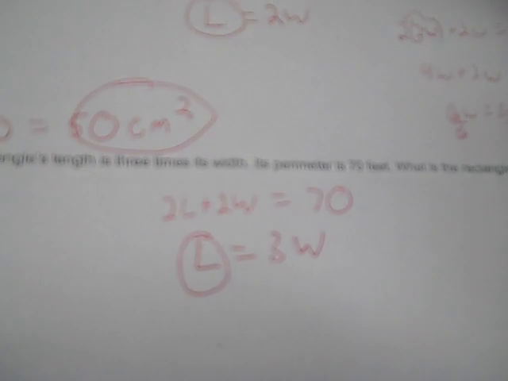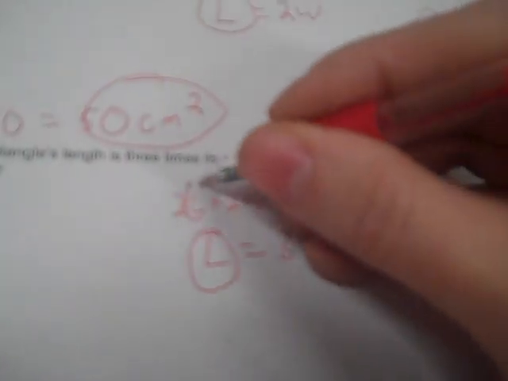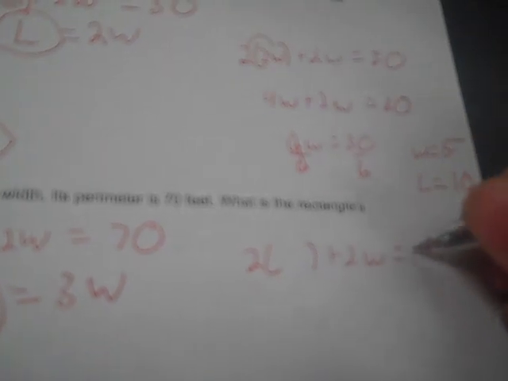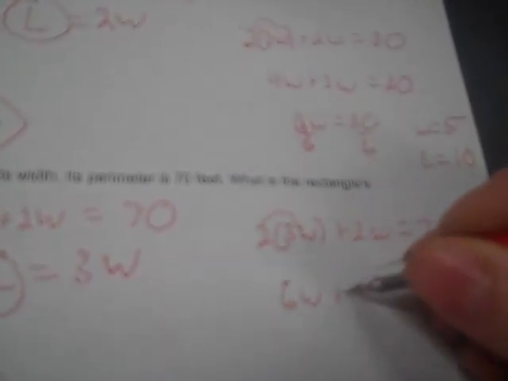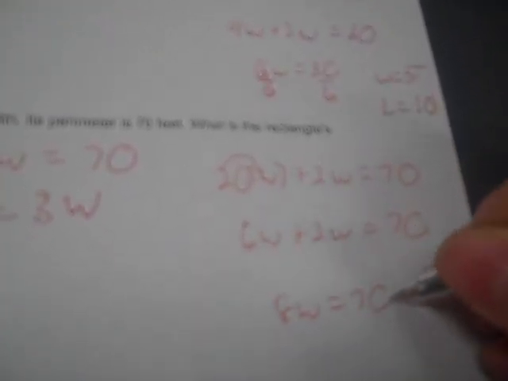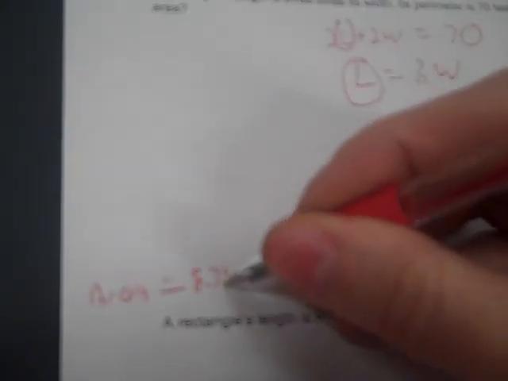So the L is the variable without any operations. So what I do is I remove L from this equation. So I have 2, and I'm just going to put an empty parentheses for now, plus 2W equals 70. And then in for the L, I put 3W. Okay, so 2 times 3W is 6W plus 2W equals 70. So add those, it's 8W. And 70 divided by 8 is 8.75. Okay, remember, so you write 8.75 down, then you have to find what the other dimension is.